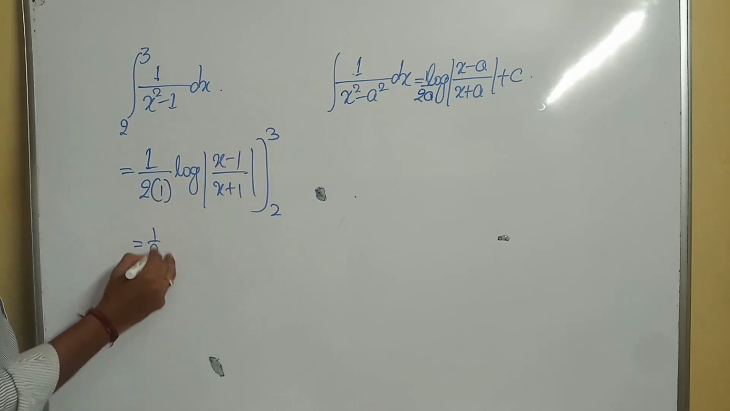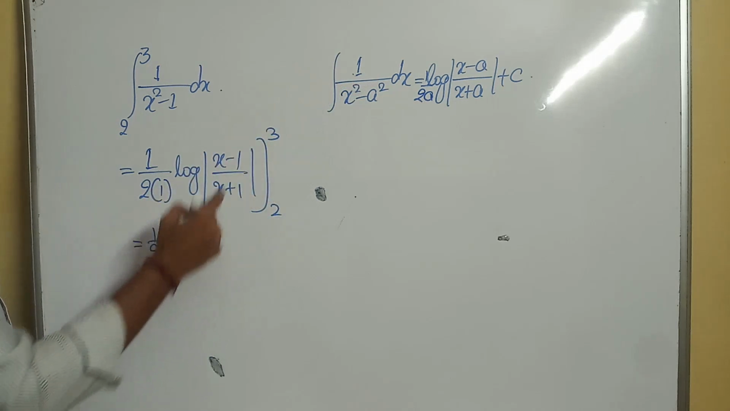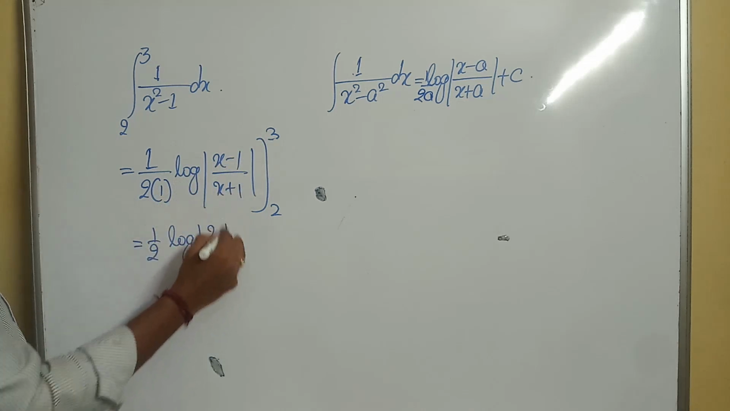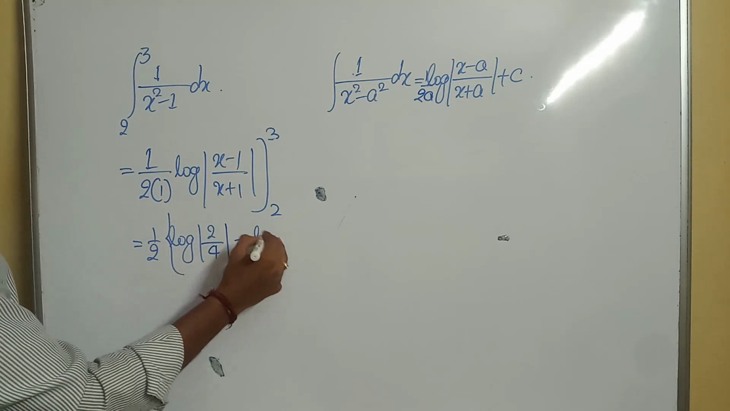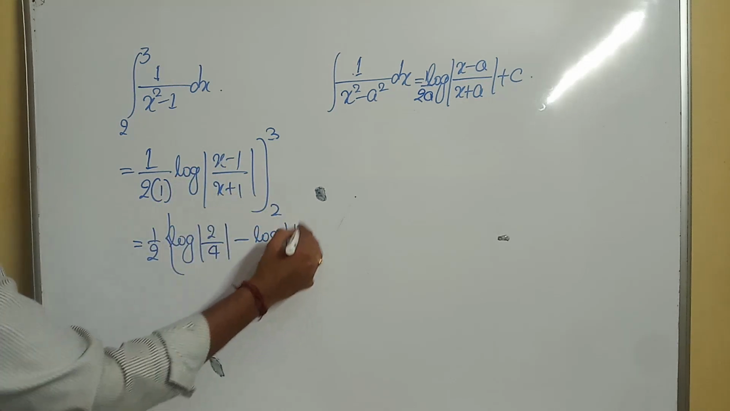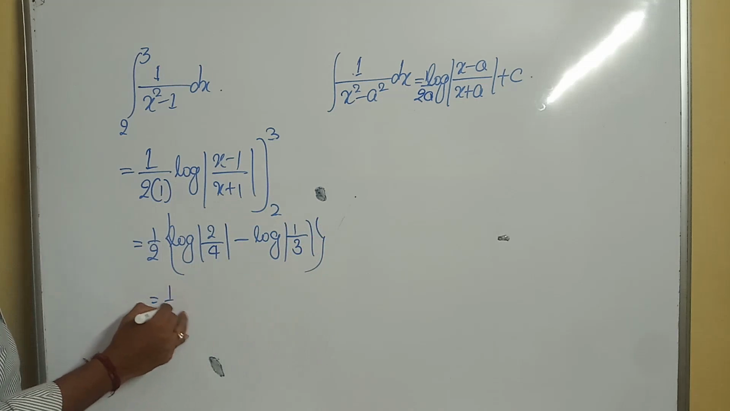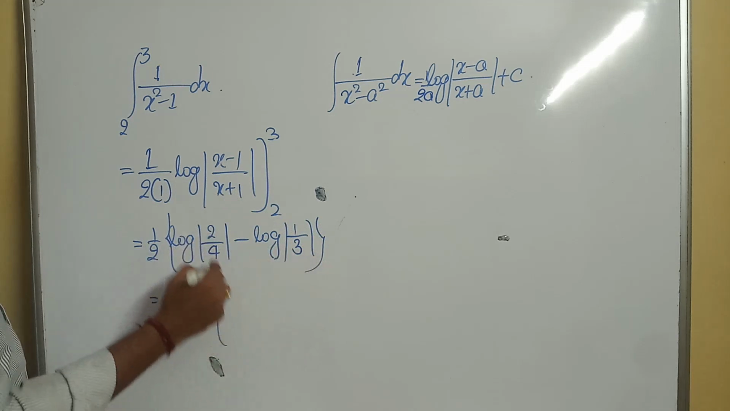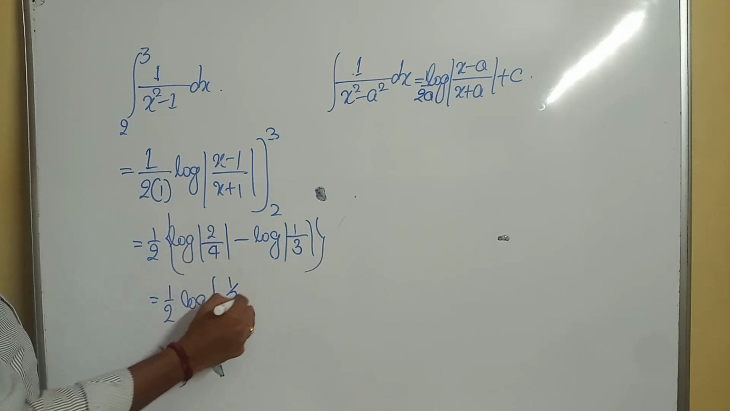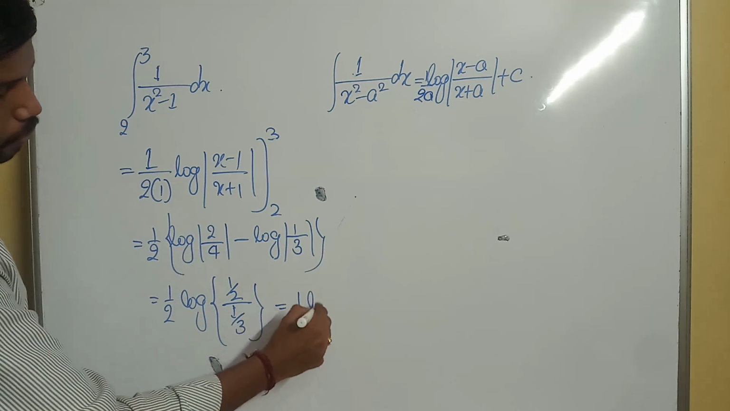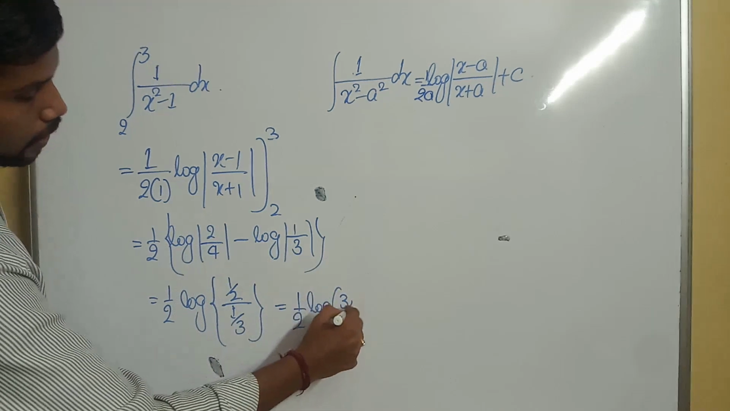Got it? 1 by 2 log of upper limit value. It will be 3 minus 1 over 3 plus 1, that is 2 by 4, minus log of lower limit value. 2 minus 1 will be 1 divided by 2 plus 1 will be 3. Got it? It will be 1 by 2 log a minus log b, log of a by b, 2 by 4 which is 1 by 2, divided by 1 by 3. The answer will be 1 by 2 log of 3 by 2.